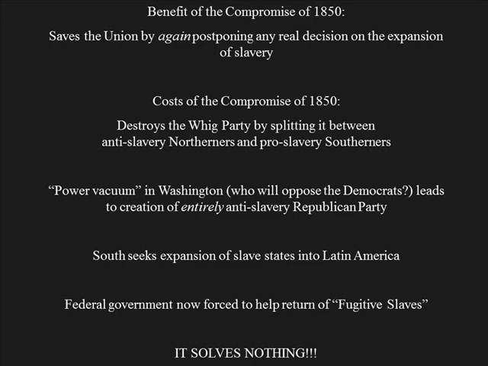The Southern politicians continue looking into Latin America, specifically the Caribbean islands, places like Cuba, as ripe for a conquest to get more states built. And eventually that'll lead to an invasion of Cuba that eventually even brings Puerto Rico into the United States as a territory.